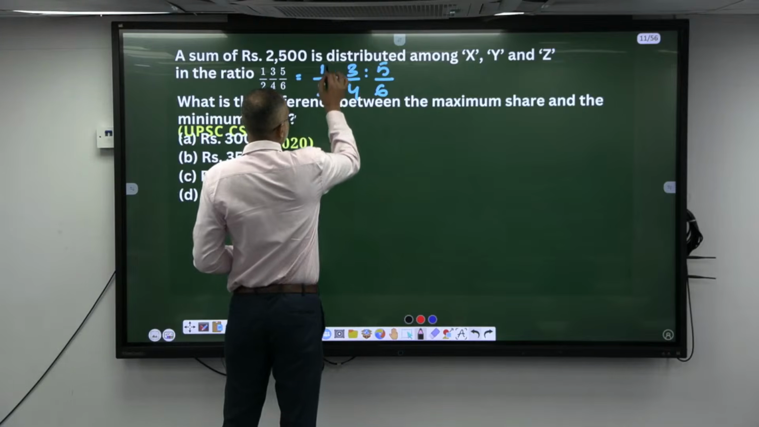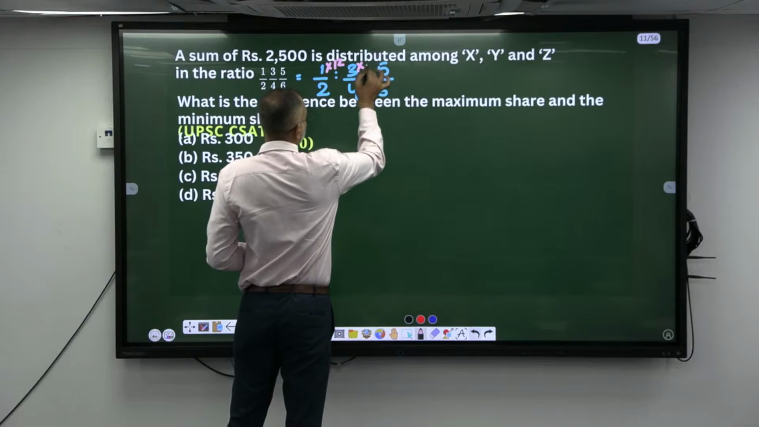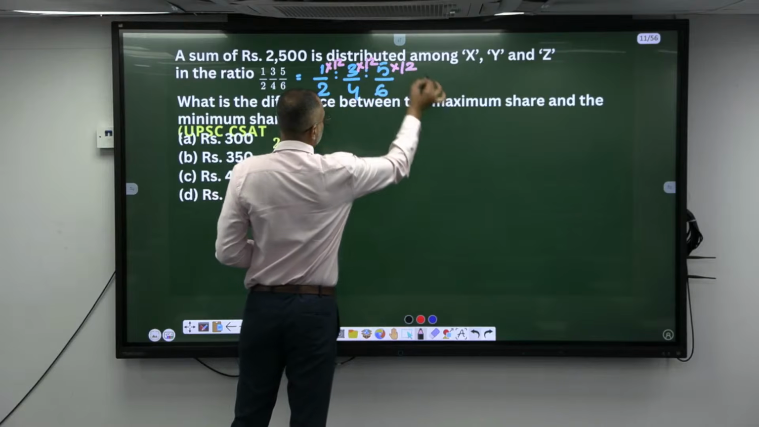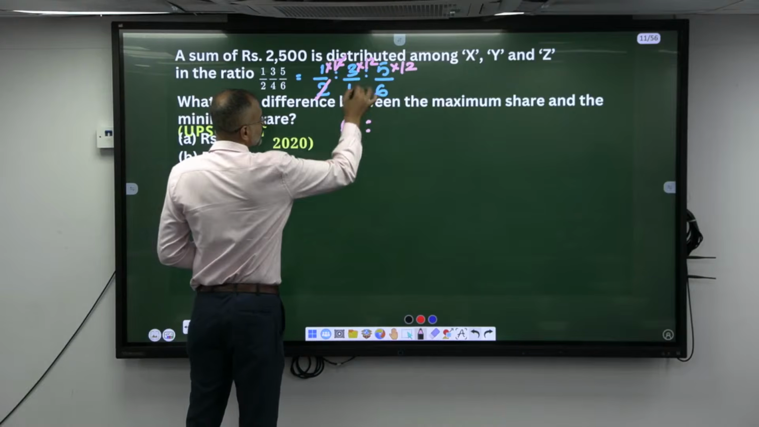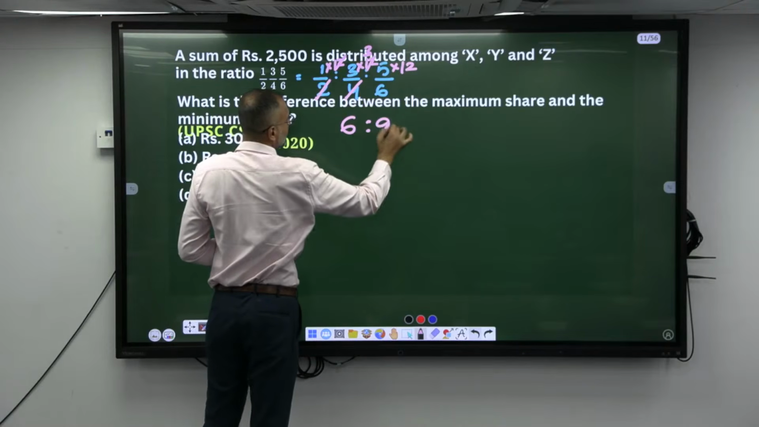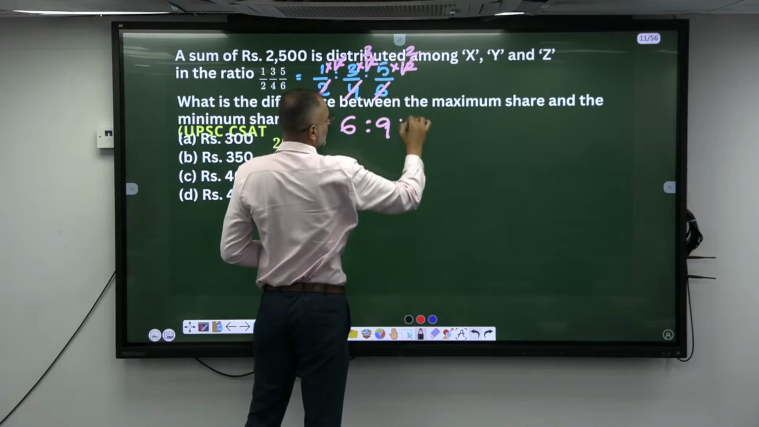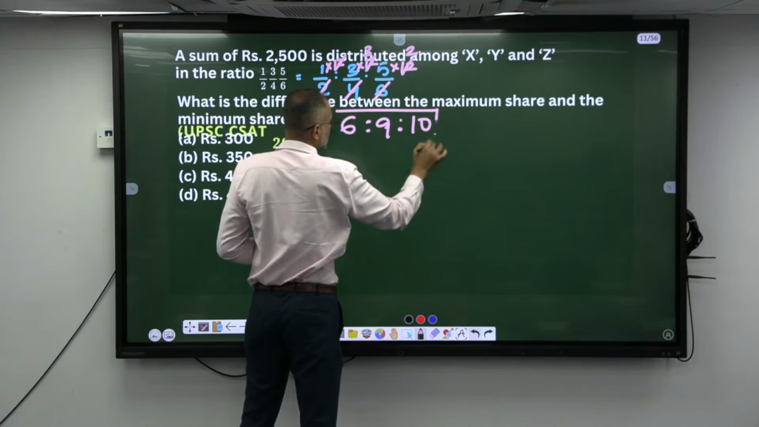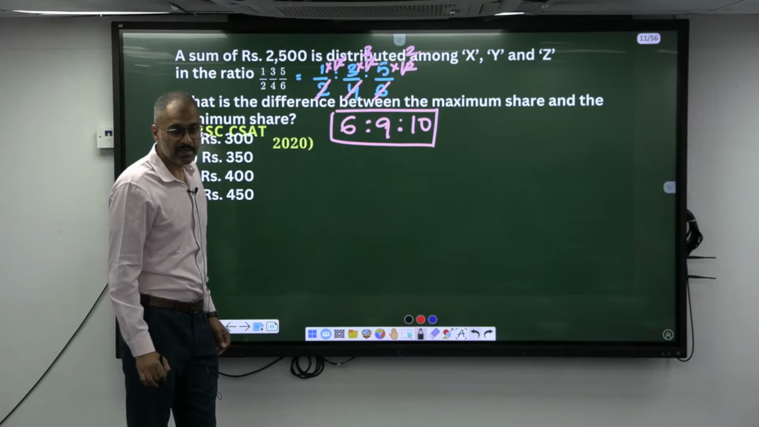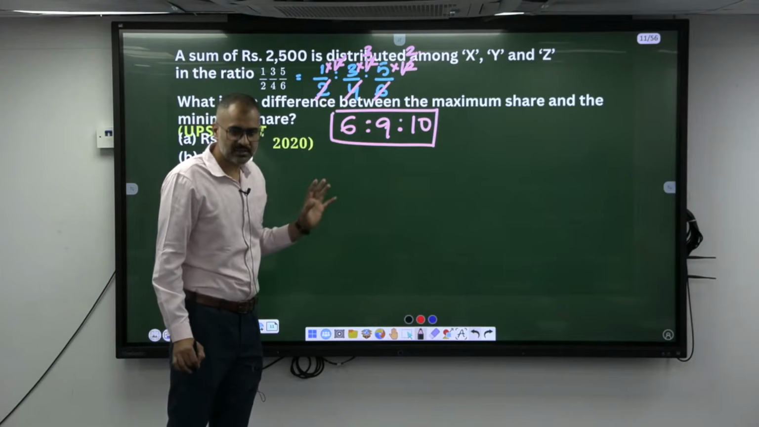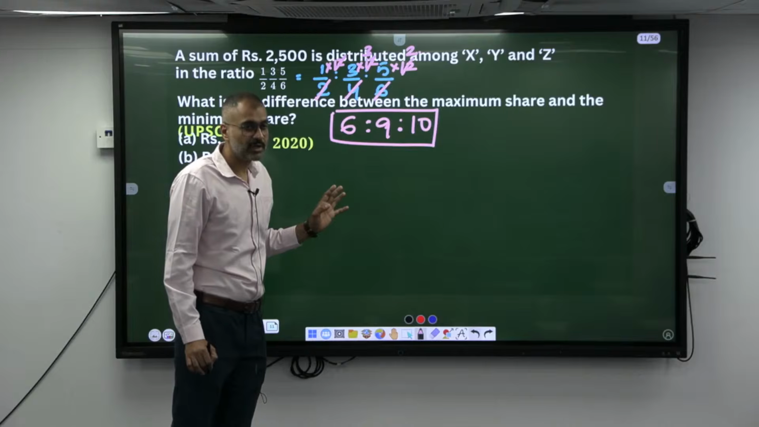If you multiply this by 12, okay, very similar kind of question we have seen in percentage also. 6. This one is 9. This will be 10. So you have to divide in this ratio. 6 is to 9 is to 10. Okay. You can take 6x, 9x, 10x also. Doesn't make any difference.